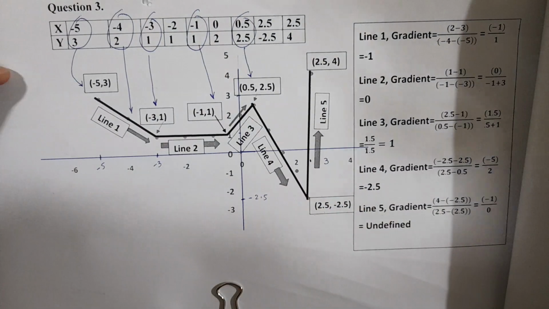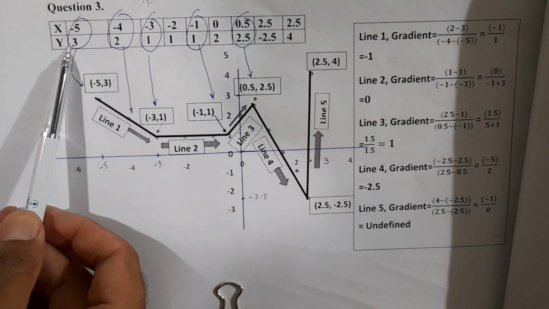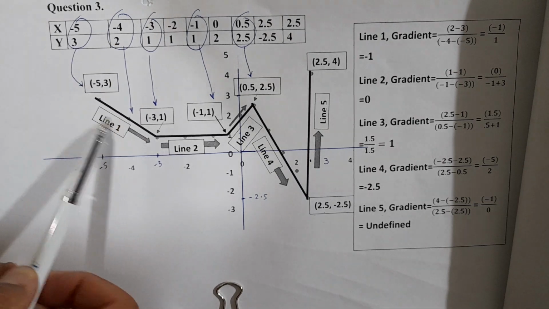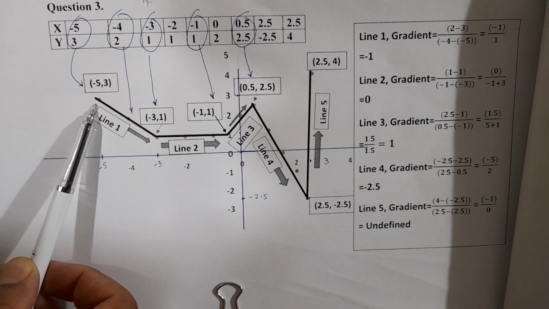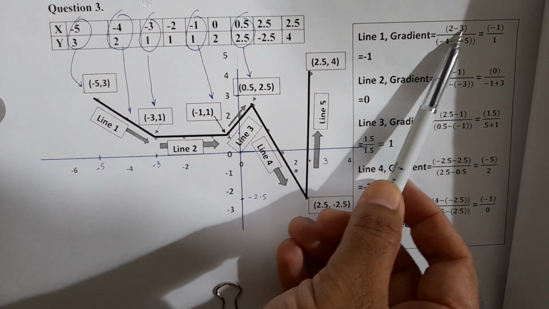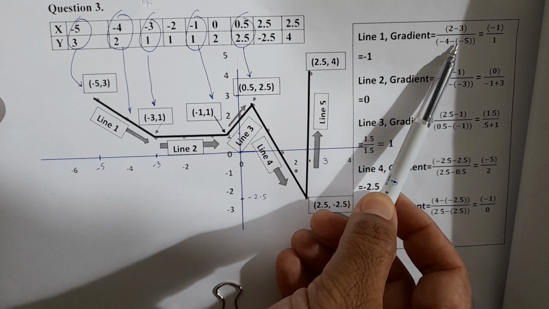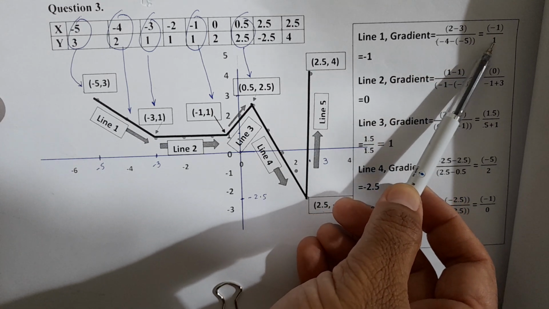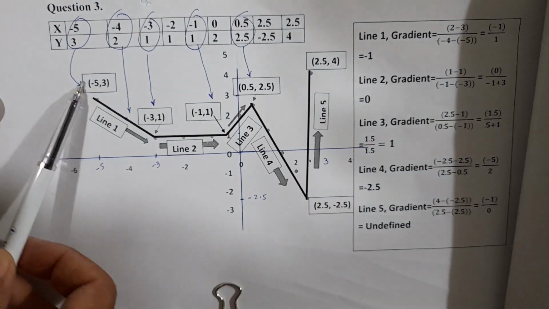Now moving to question number 3. Now x minus 5 and y 3, initial position, and its final position minus 4 and 2. So this line is moving downward. So its slope, or the gradient, is 2 minus 3 divided by minus 4 minus 5. That is minus 1 divided by 1. So minus 1. Its slope is minus 1.